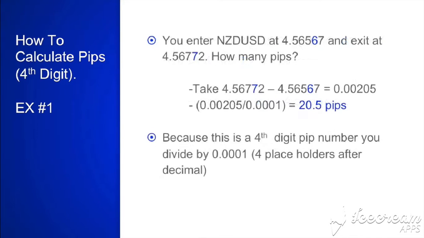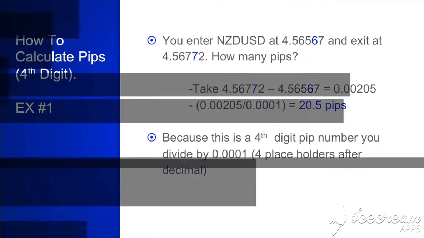The answer equals 0.00205. Now, one way that you can find out how many pips there were in this situation is to subtract them, and then divide by 0.0001. That is going to equal 20.5 pips. Why did you want to divide by 0.0001? Because remember, the pip is the fourth digit after the decimal point. So if you divide by that decimal, you're going to get 20.5.